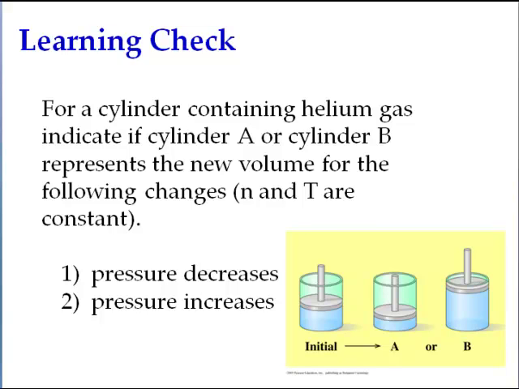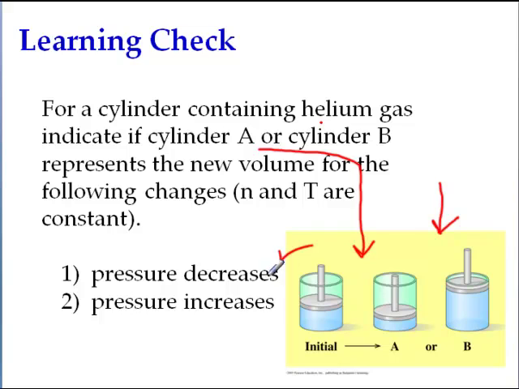Okay. Here is another problem using Boyle's law, and let's try to read the problem here again. For a cylinder that's containing helium gas, which is represented in A, or cylinder B represents the new volume. So we have two scenarios. What has happened if this was the initial cylinder to go into A or B? What should happen? As you can see, will the pressure have to decrease or increase?